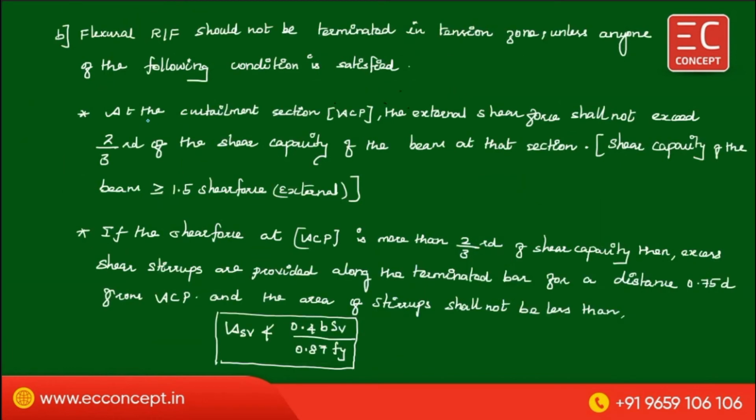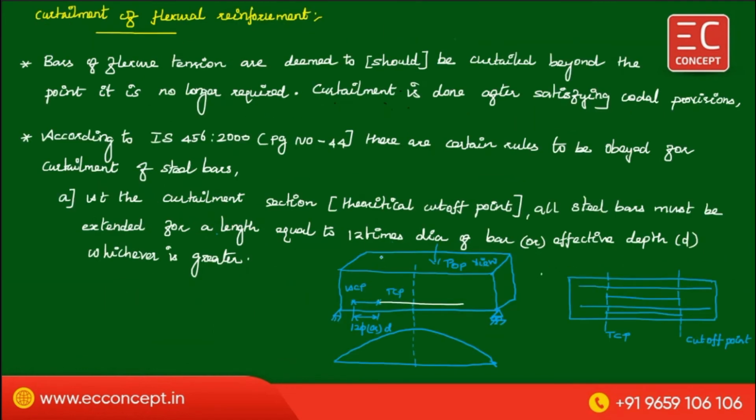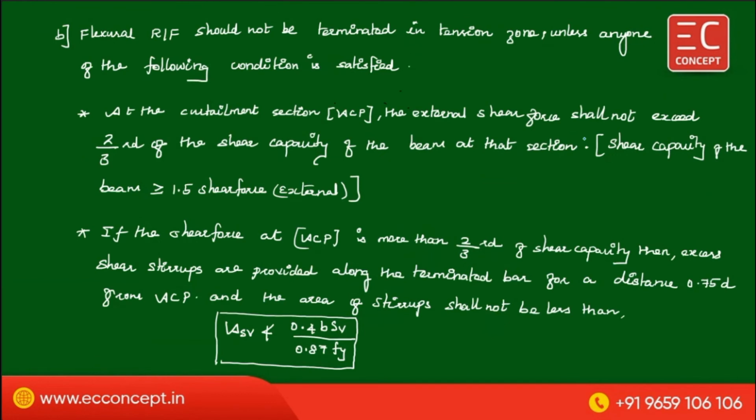First point. If this condition is satisfied, you can terminate. Otherwise, you should not terminate. At the curtailment section, that is the actual cutoff point, the shear force due to external load shall not exceed 2/3 of the capacity of that beam at that section.